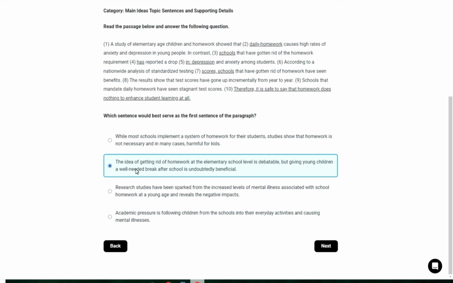And finally, D. Academic pressure is following children from the schools into their everyday activities and causing mental illness. Now, guys, come on, this is the same thing as A, C, and D are practically all talking about the same thing. Look at B, it's almost its own idea. It's introducing the ideas. It's talking about how it's debatable. It's going to be the best choice here. Just by looking at what they have in common, you can almost knock A, C, and D out and pick B right away. So that should help you out.